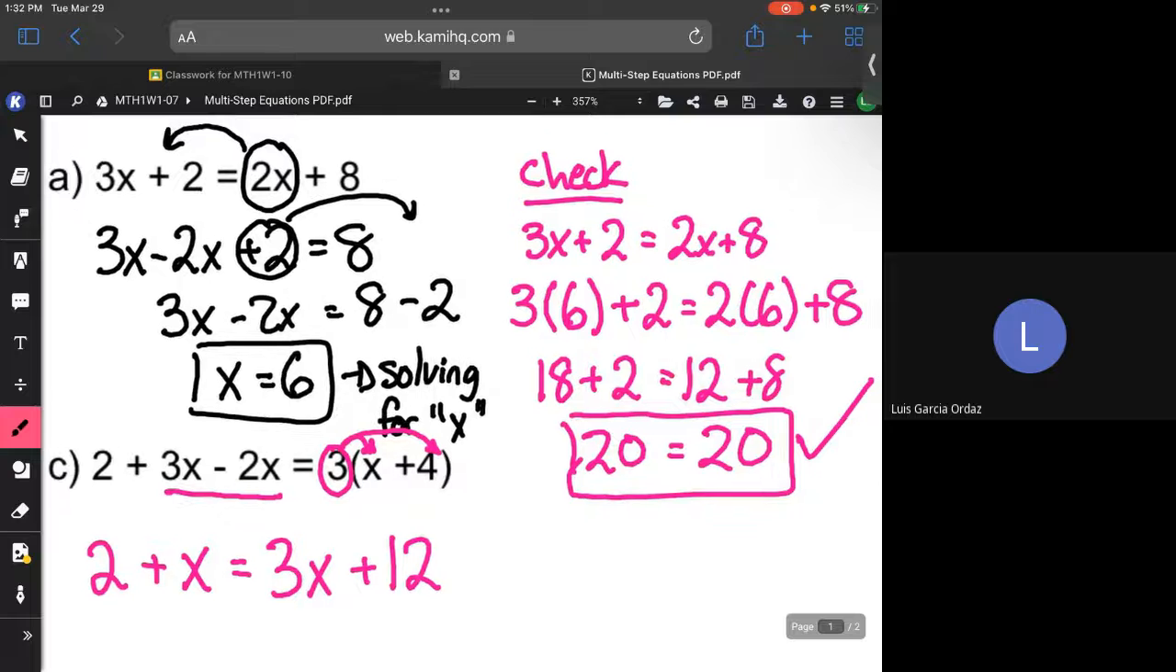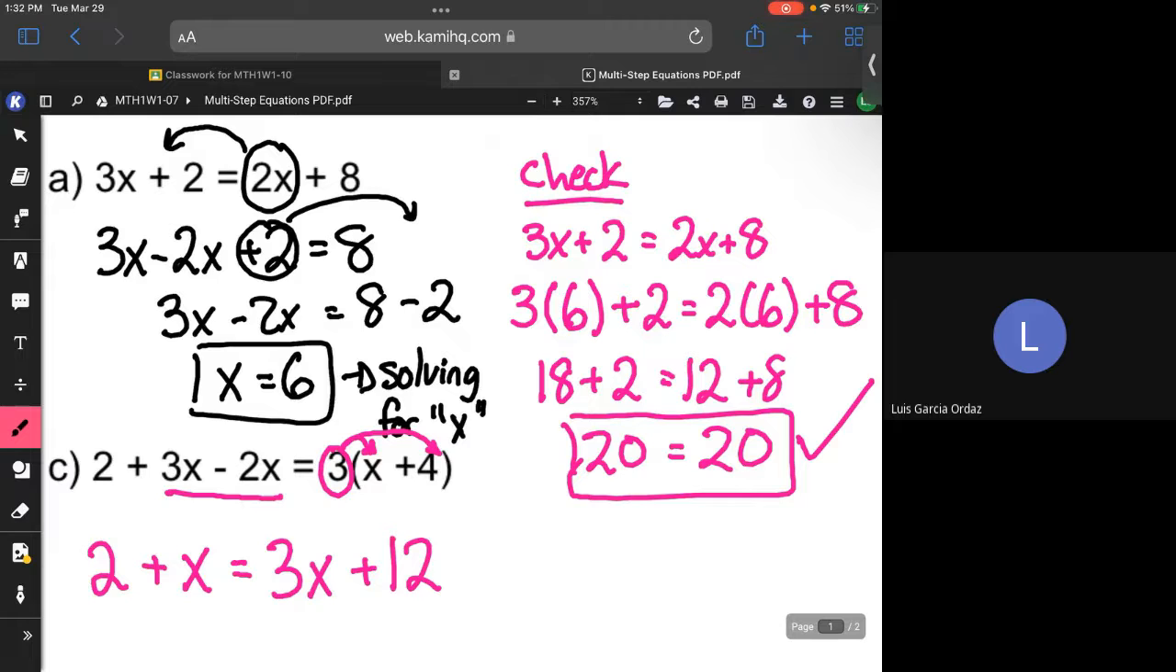I have a question. How come 3x subtract 2x equals just x? Why is it not 1x? Because whenever there's no coefficient in front of a variable, it's automatically 1. You don't have to technically write it. I just wouldn't write 1x. You just write x.